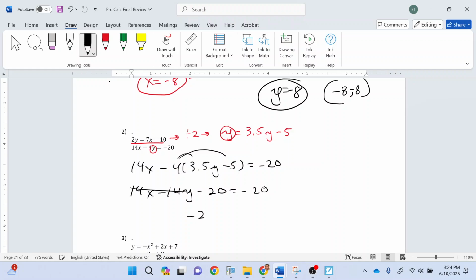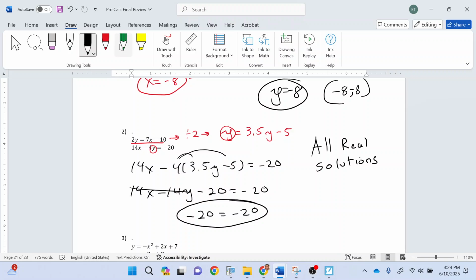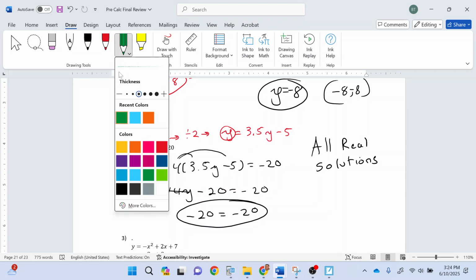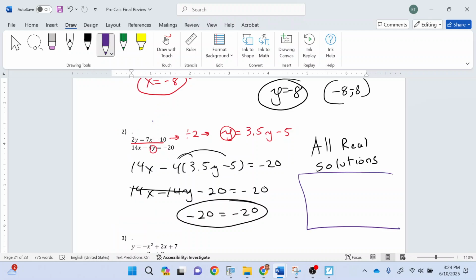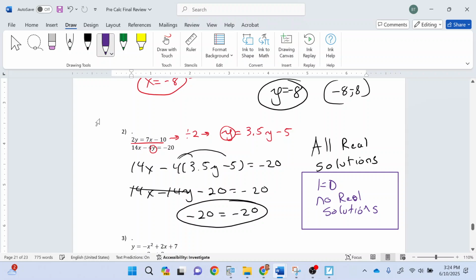These cross out because they're 0. Negative 20 equals negative 20. Since you get the same number equaling each other, this is considered all real solutions, okay? You might also see it as infinite solutions. As a side note, if you have something that ends up being like 1 equals 0 or something that's impossible, that would be no real solutions. So these special situations occur when you get all your variables canceled out.